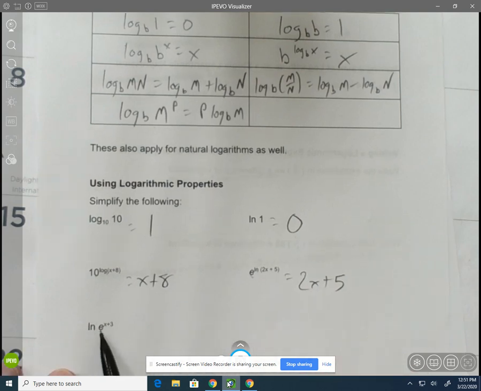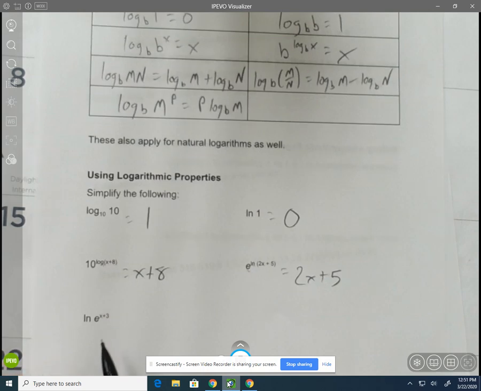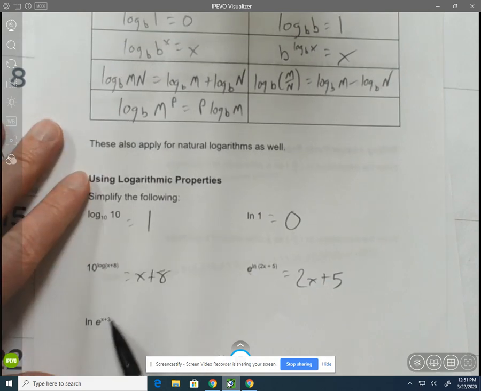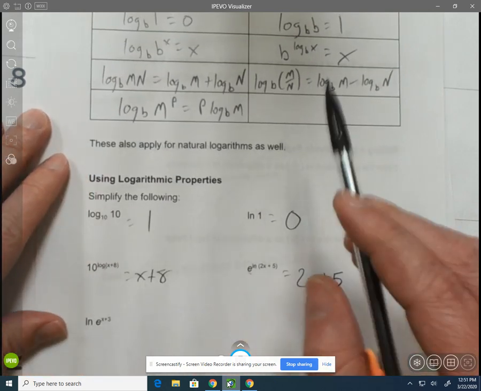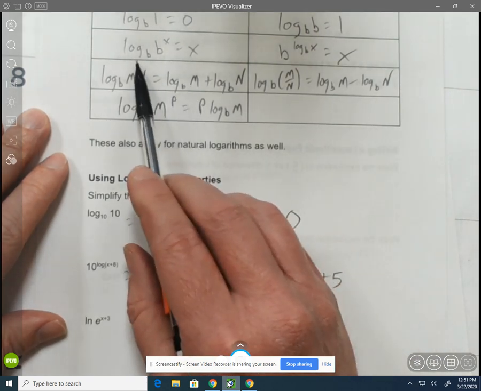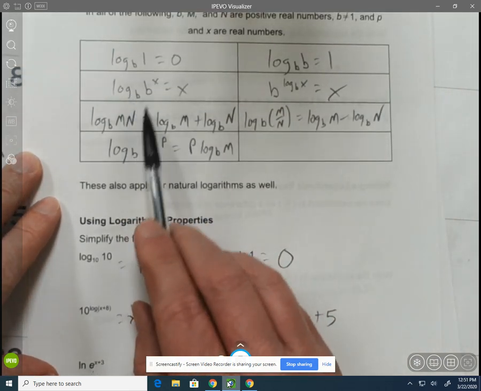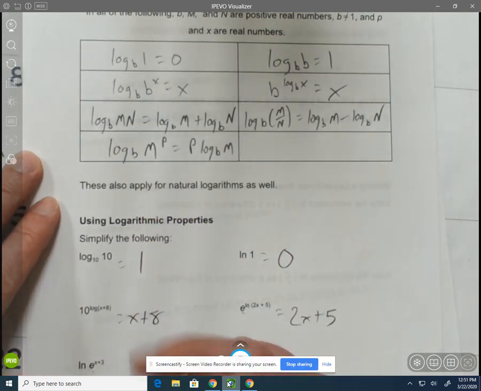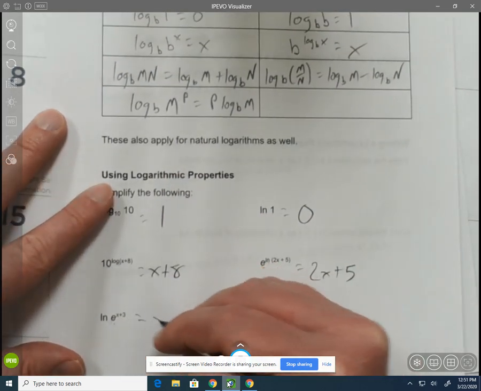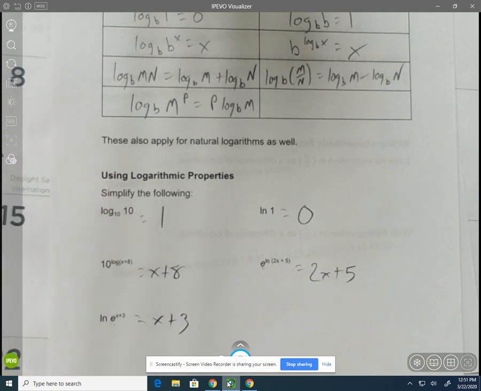And then natural logarithm of e to the x plus 3 power simply says, all right, let's see which one this agrees with. That looks like this one right here, because I'm doing the log base e. So my answer is just going to be whatever my exponent was, so that simplifies just to x plus 3.